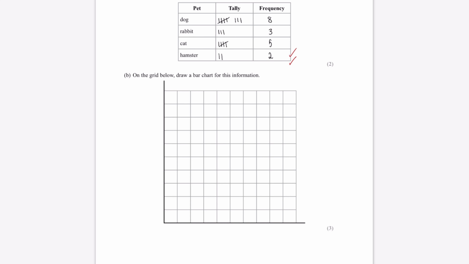On the grid below, draw a bar chart for this information. So for this bar chart, on the x-axis, we're going to have the type of pet. And then on the y-axis, we're going to have the frequency. Now it's important to remember to label these. And we can label the y-axis frequency. Now for the x-axis, we're going to have 4 different bars, each representing the different types of pet.